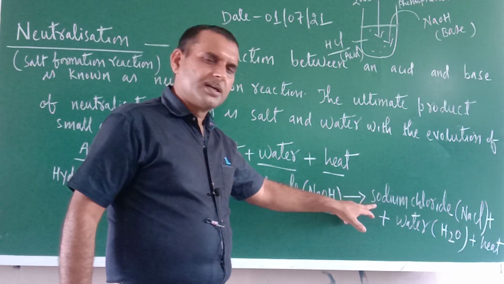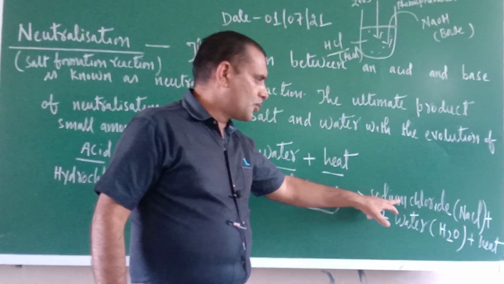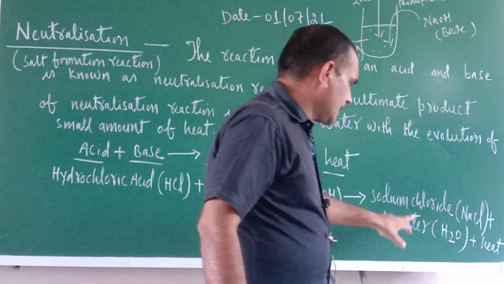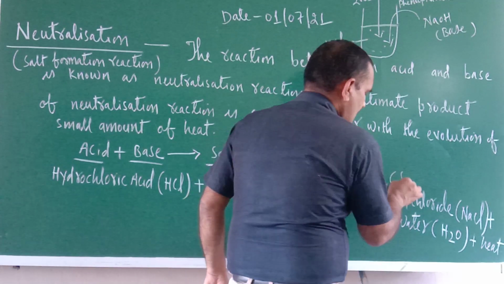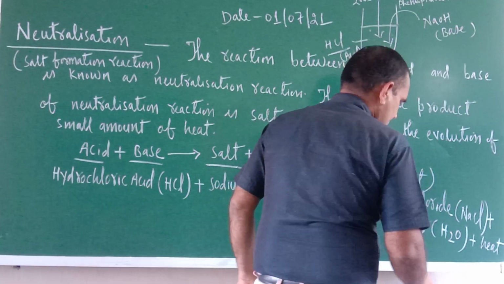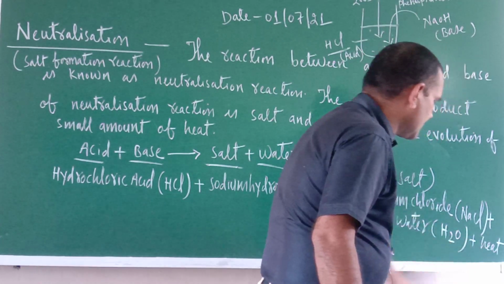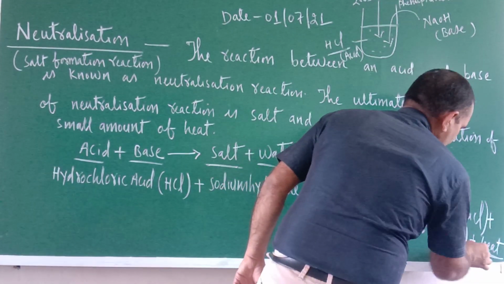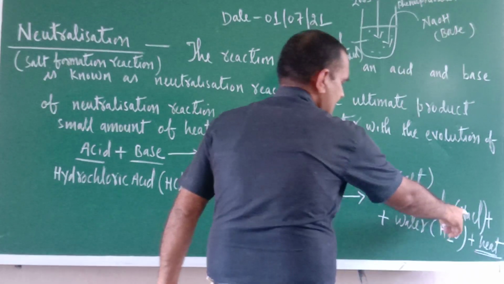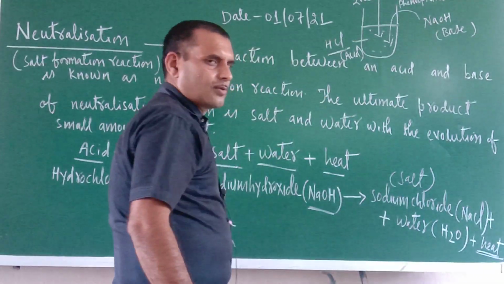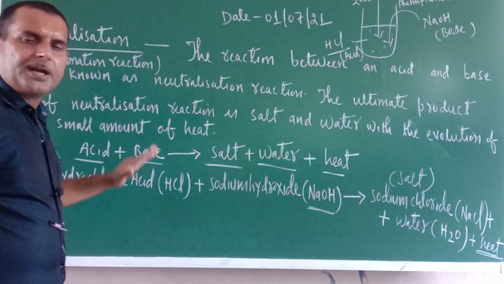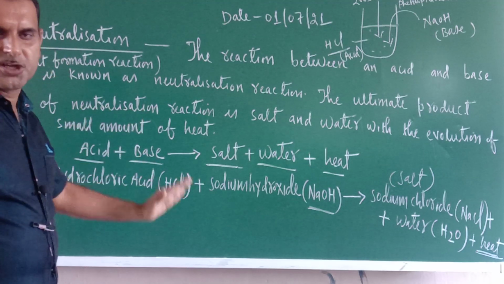Now what is the product here? Sodium chloride and water. Sodium chloride is the salt, plus water, formula is H2O, and heat is also evolved here. NaCl is the formula of sodium chloride. So this is the complete process of neutralization reaction.